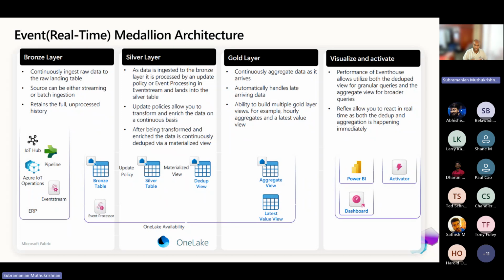So the update policy, if you are a technical person, you can think of it like a trigger on the database. It can help you update certain actions as and when data flows through. And finally, the gold layer helps you to create your aggregate view or a data mart for your business needs. Finally, you have visualization and activator components that help you tap into the events and also call the downstream applications.